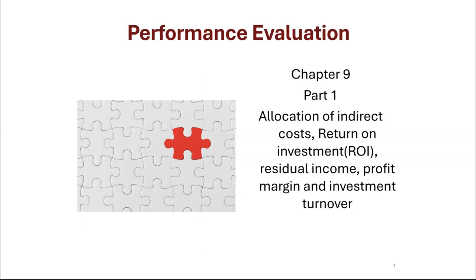Chapter 9, Part 1, Allocation of Indirect Costs. We're going to look at return on investment, residual income, profit margin, and investment turnover. These are all ways that we can evaluate parts of our company.